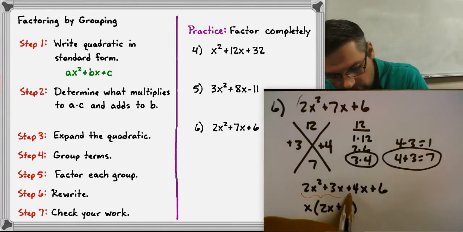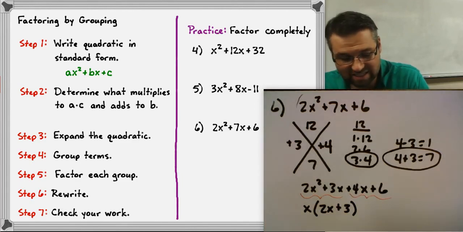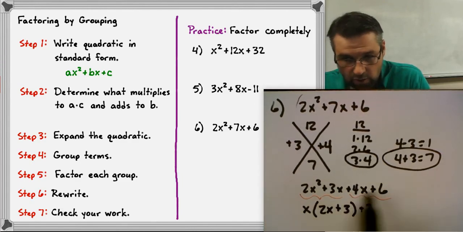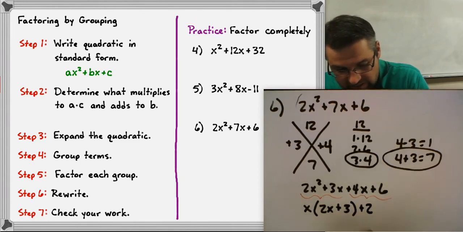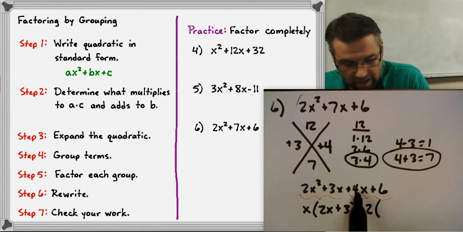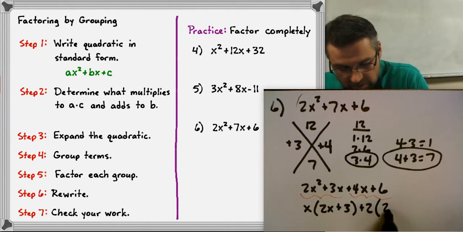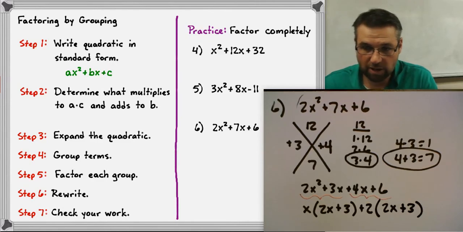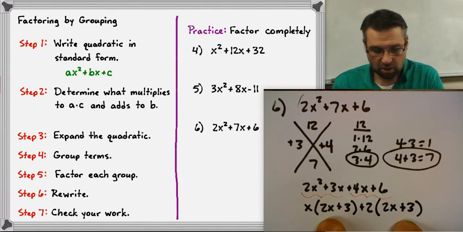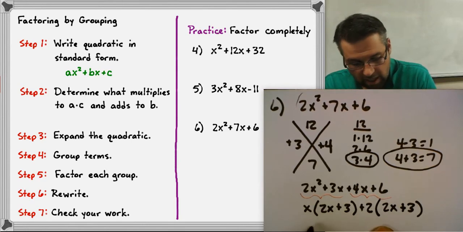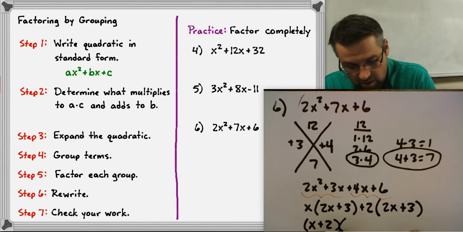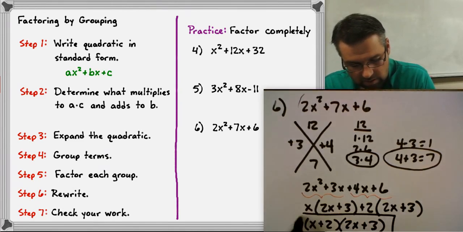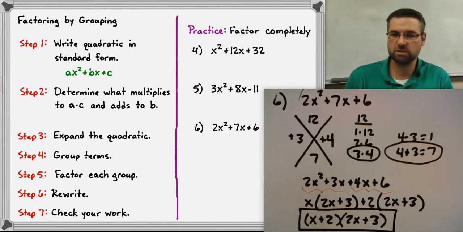Then for the second group, the GCF out of 4 and 6 is 2. They don't have a common x factor, so we're not going to take an x out. Leftovers, well, 4x. To get to 4x from 2, I have to multiply that by 2x. To get to 6 from 2, I have to multiply that by 3. I know I did it right because those are the same. So I'm just going to take the outside ones and write those down as one factor, and then take the two that are inside that are the same and write those down as the other factor. And so this is my factored form for number 6.